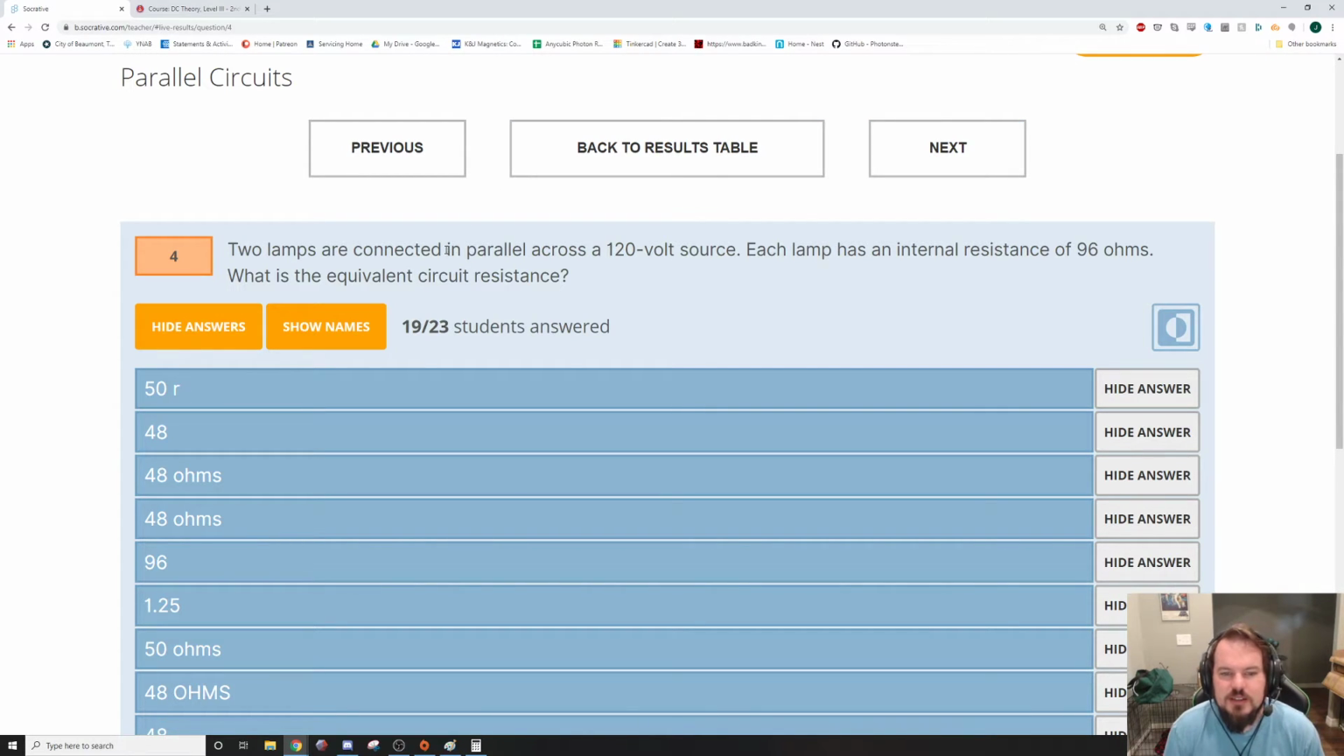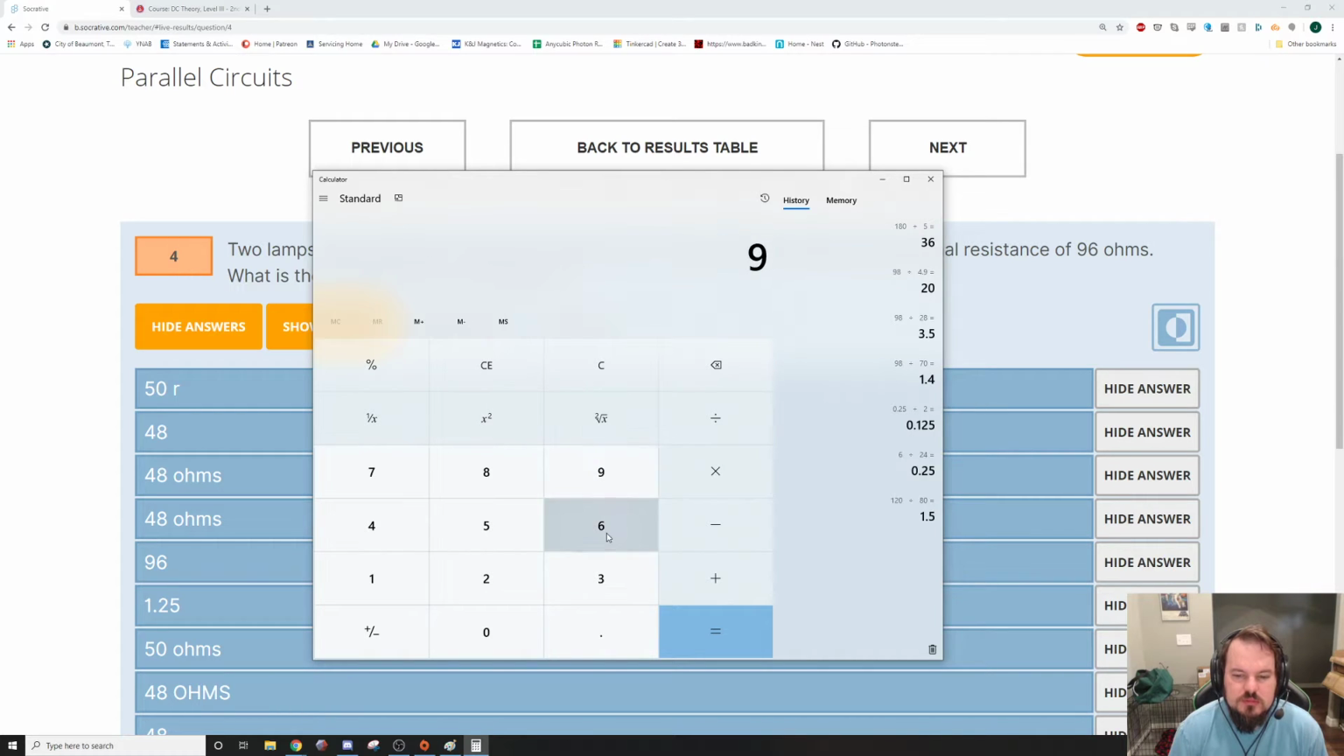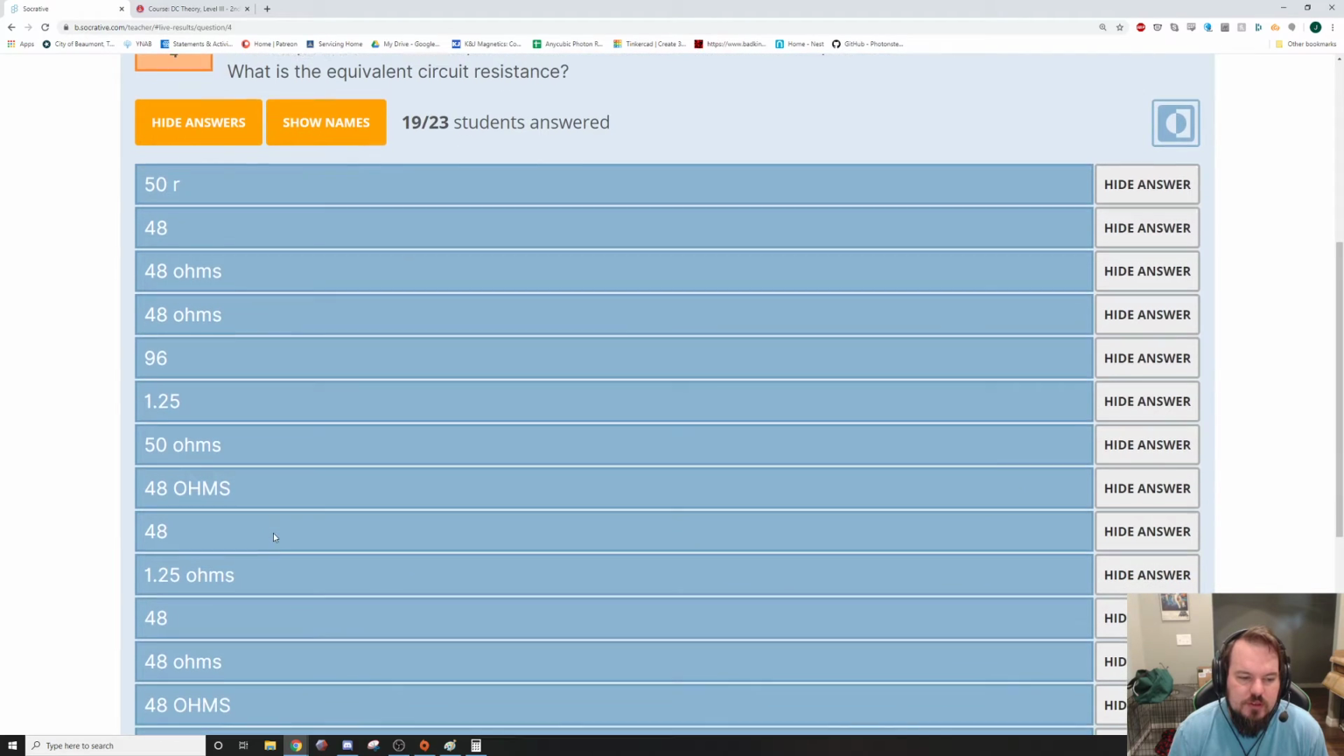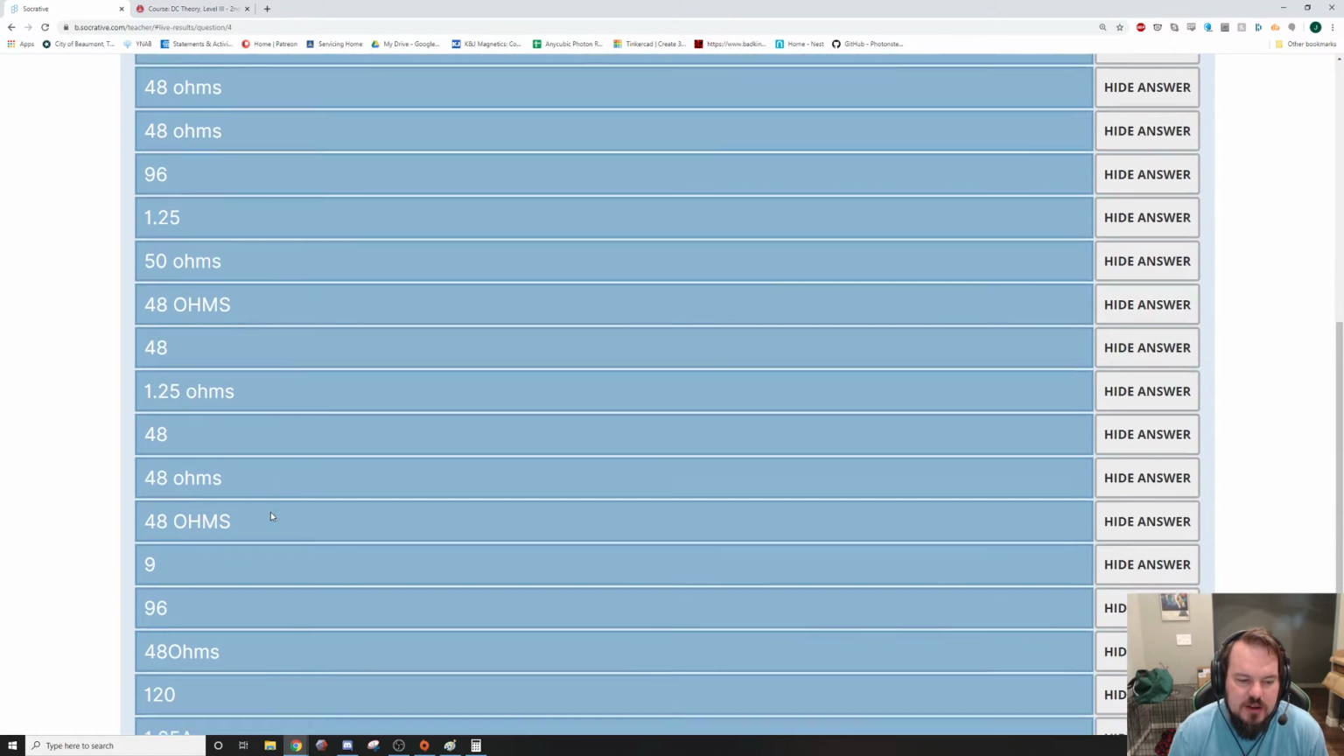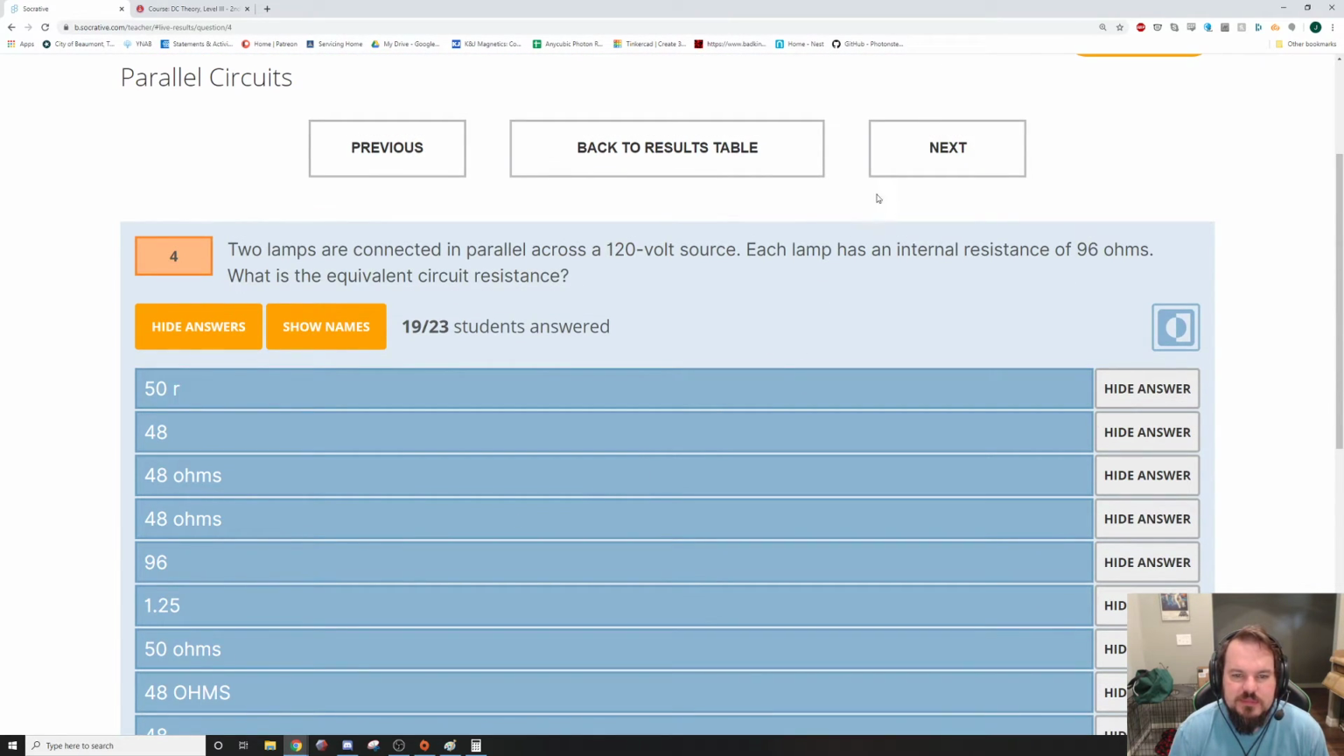All right, two lamps are connected in parallel across a 120 volt source. Each lamp has an internal resistance of 96 ohms. What is the, excuse me, equivalent circuit resistance? So that's just 96 divided by 2. 48. You put 48 ohms, you got it right. So most of you did. Good job.